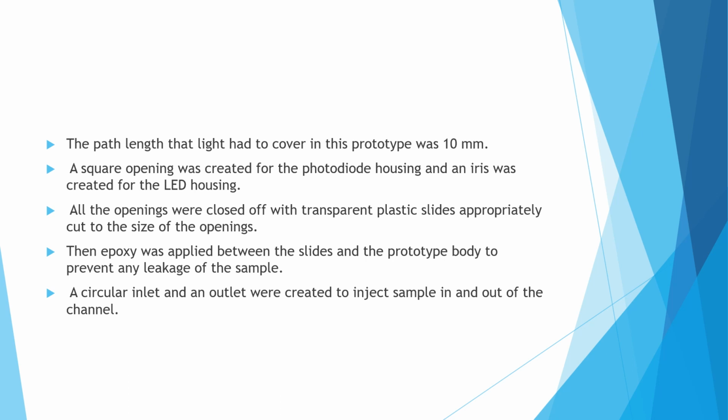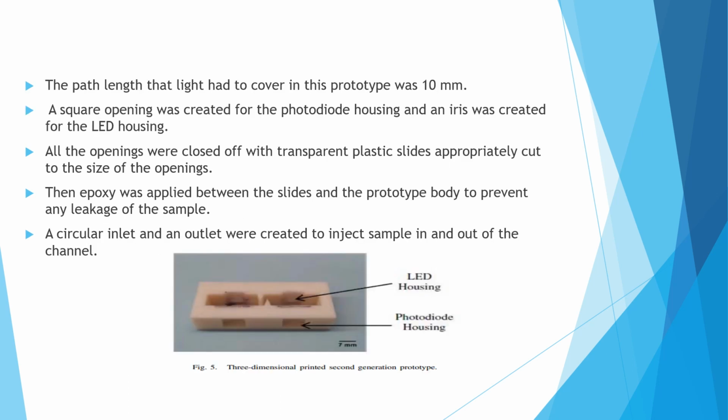All the openings were closed off with transparent plastic slides appropriately cut to the size of the openings. The epoxy was applied between the slides and the prototype body to prevent any leakage of the sample. A circular inlet and outlet were created to inject the sample in and out of the channel. The path length that light had to cover in this prototype was just 10 mm. This is the diagram of that.